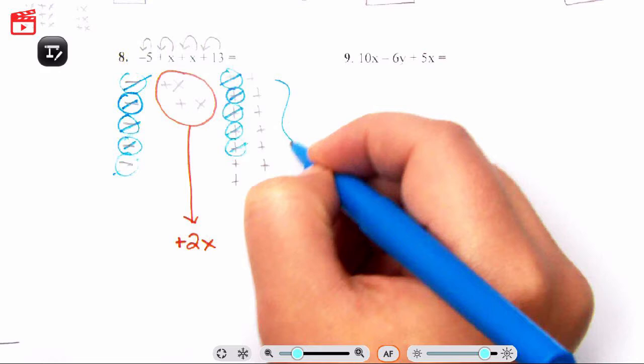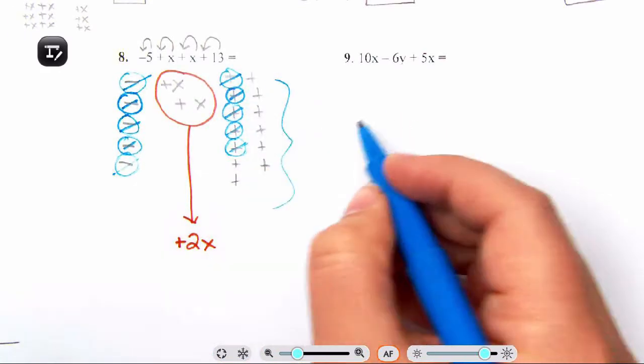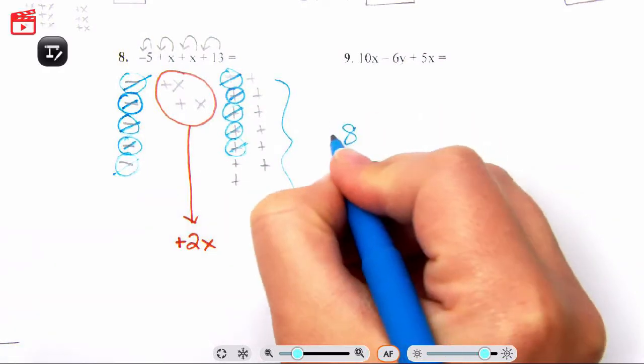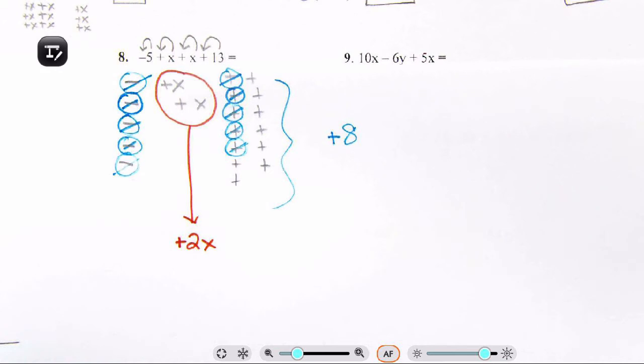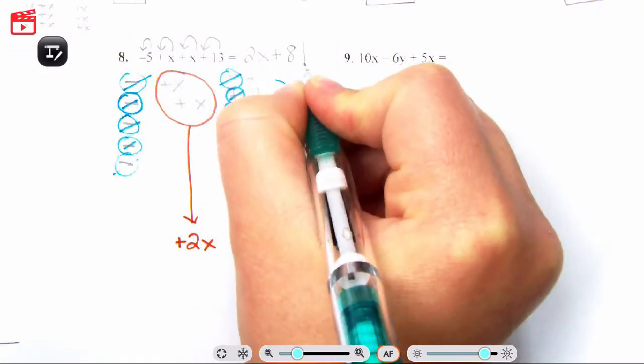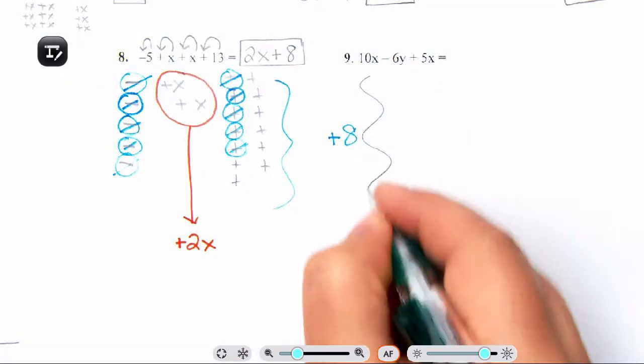So what am I left over with? I'm left over with a bunch of pluses. 1, 2, 3, 4, 5, 6, 7, 8. I have 8 pluses. So how does my final answer look like? Well, I have 2 x's and I have 8 pluses. I do a little squiggly line here.